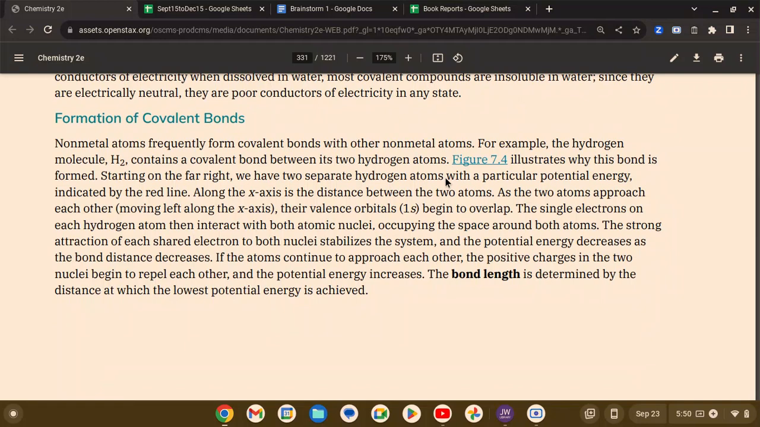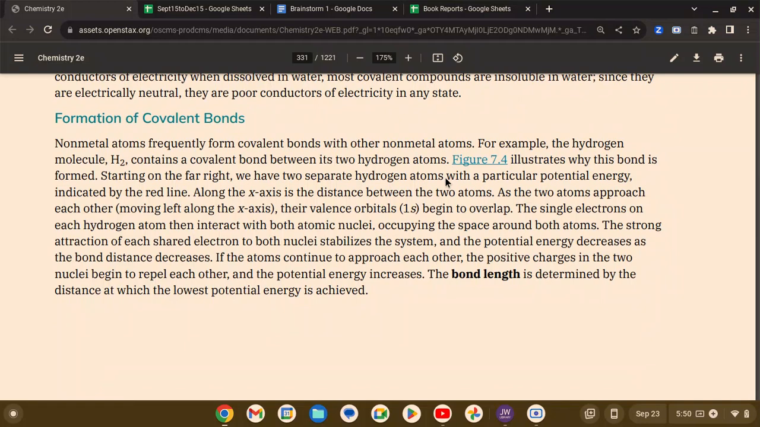With a particular potential energy indicated by the red line. Along the x-axis is the distance between the two atoms. As the two atoms approach each other, moving left along the x-axis, their valence 1s orbitals begin to overlap. The single electron on each hydrogen atom then interacts with both atomic nuclei, occupying the space around both atoms.